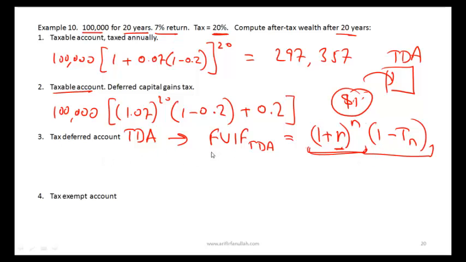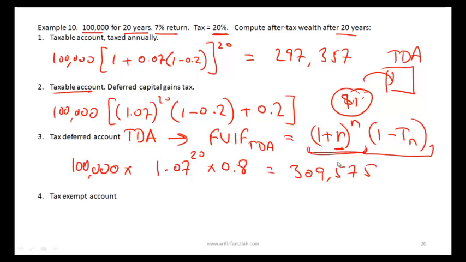In our example, what do we plug in? This factor is multiplied by 100,000 because that's the amount. And what's r? 7%. So you have 1.07 to the power of 20 years. And then you multiply this by 1 minus 0.2, which is 0.8. And what do you get? You get 309,575.